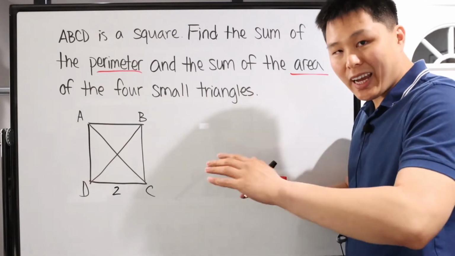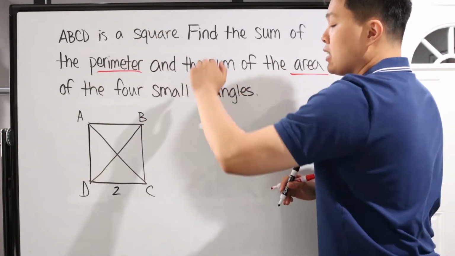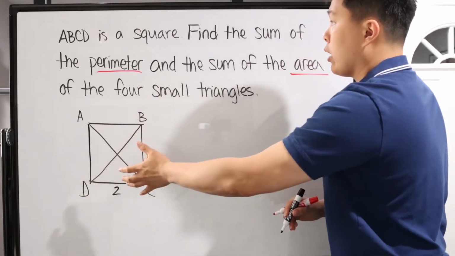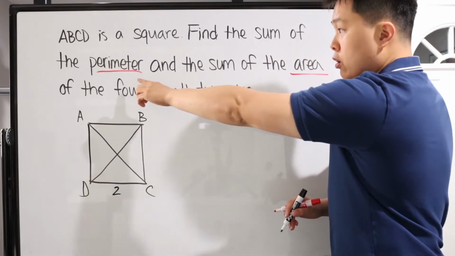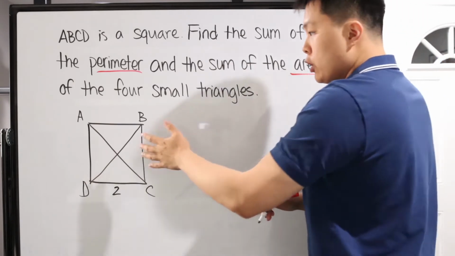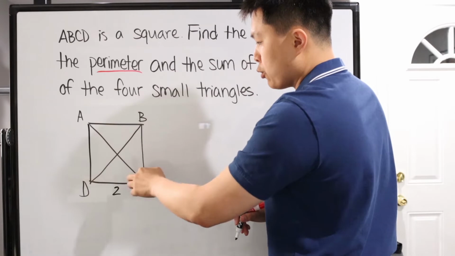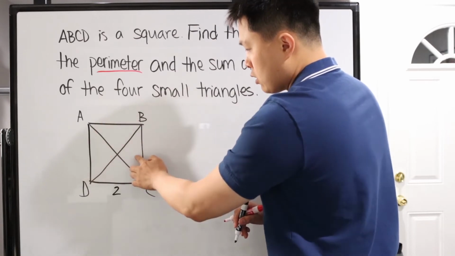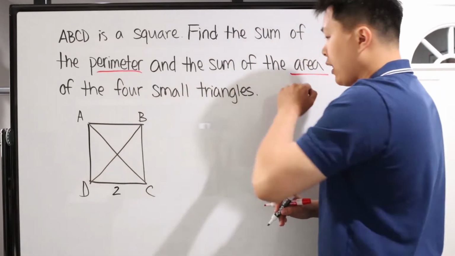For today's standard test kind of questions, we have this one right here. ABCD is a square. So this picture right here, even though it might not look like it, this is a square. Now we're trying to find two things. Find the sum of the perimeter and the sum of the area of the four small triangles. When we look at this picture, it's clear that the small triangles are these little guys right here, created by these two lines that intersect in the center, and then it makes these four small triangles. So we're trying to find two things, the perimeter and the area.